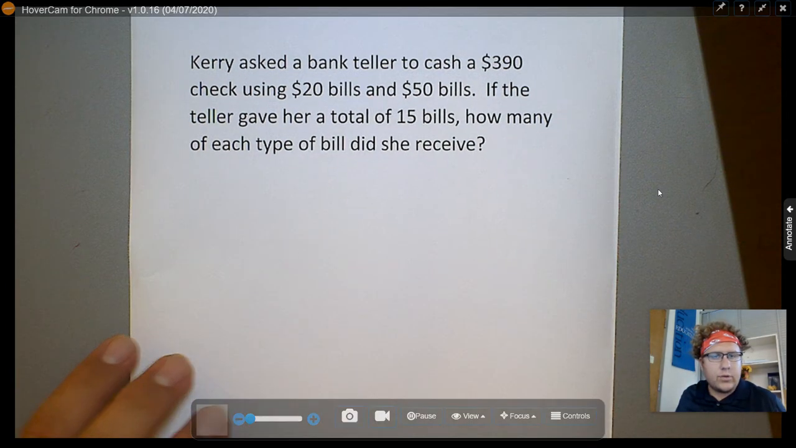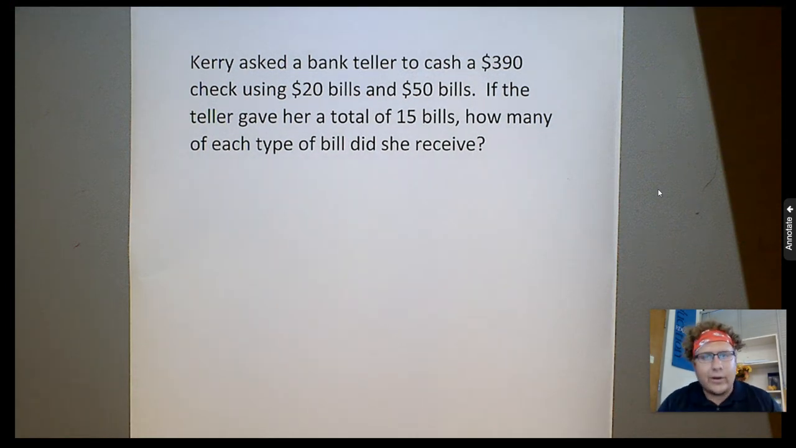So we are going to do a video on linear applications. Usually you're going to get a problem where there are two different types of quantities, and it's your job to figure out how those quantities are interrelated. You want to make a system, and then you want to solve that system. So I'm going to read this first one.